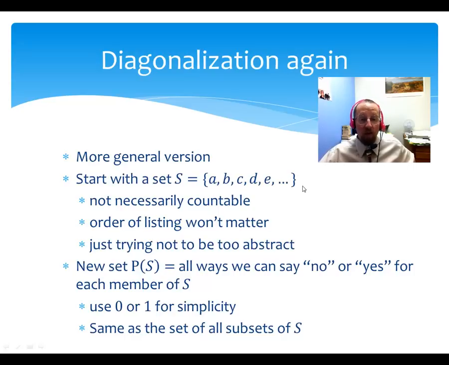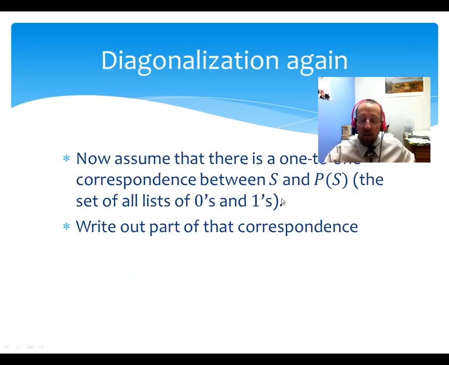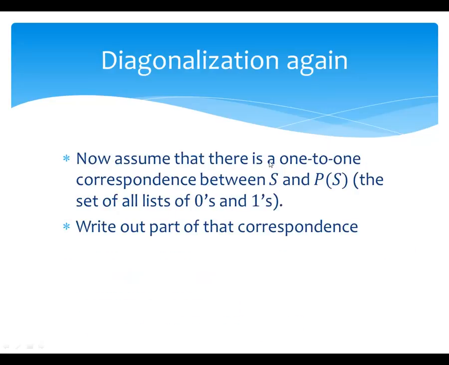But it turns out this is the easiest way to create something that's guaranteed to be bigger. Okay, so we're going to try to run the diagonalization argument, and it turns out to work. We're going to start with the same kind of assumption for contradiction. We're going to assume that there's a one-to-one correspondence between S and P of S.